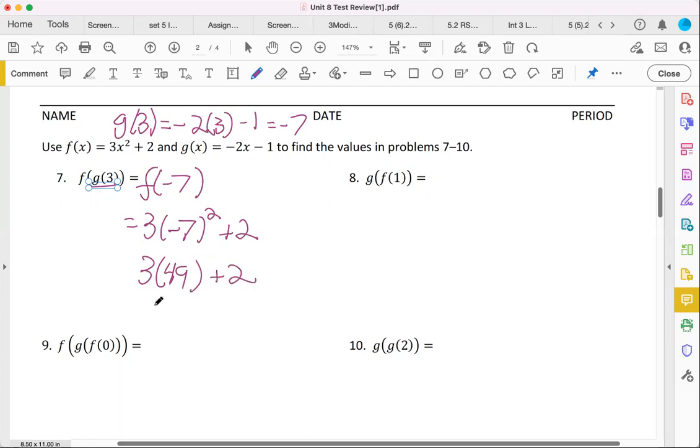And this is what? 147 plus 2. So being 49, that's your answer. And then at the core of this is f of 1. F of 1 is going to be 5. If you're not convinced, try it out.